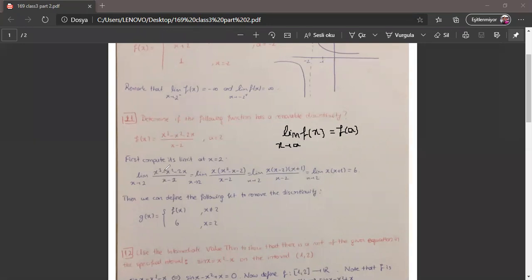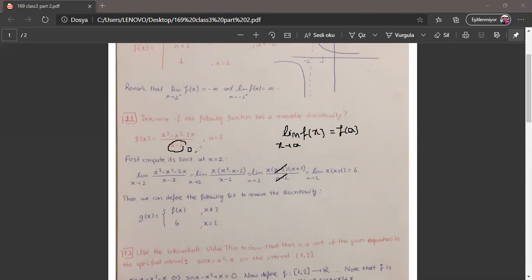How do we get it? So we factor the numerator, we get x times x minus 2, x plus 1. So if we simplify these factors, we get this. When we put x equals 2, we get 6 as the limit, okay? So we see its limit exists, okay? But we see in the function, we cannot put x equals 2, right? If we put it, we get 0 here.